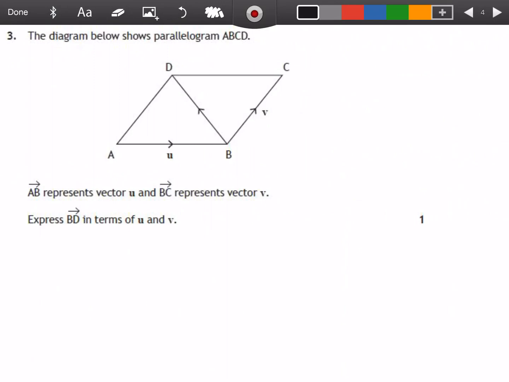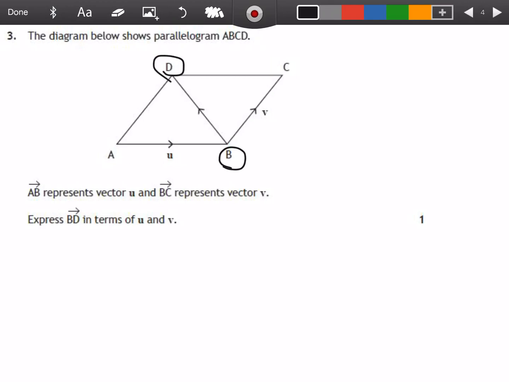Number 3. Let's see, the diagram below shows a parallelogram. Parallelogram, remember, opposite sides are the same length and they're parallel. Vectors that are opposite each other are given the same letter, okay? So that vector u across the bottom, which is A to B, is also the same for D to C at the top. Right, okay, express B to D. Basically, how do you get from B to D? That's what we're looking for.